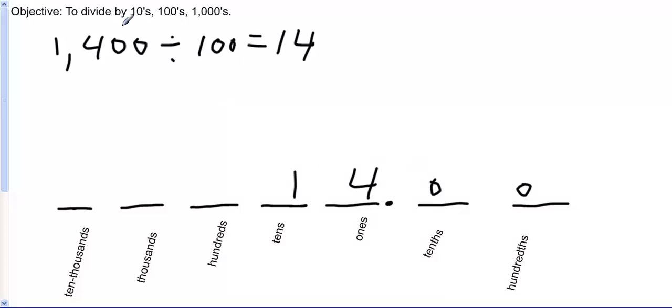The other way to think about it is you could also try to count the zeros. There are two zeros in 100. Cross out the two zeros here, and it's 14. That'll work for now. This way down here, if you understand this, it'll work all the time.